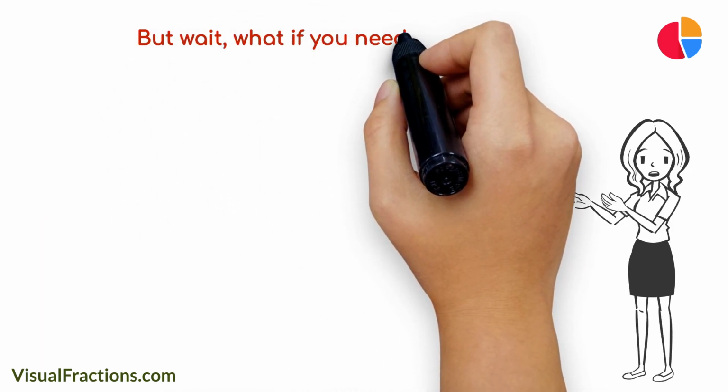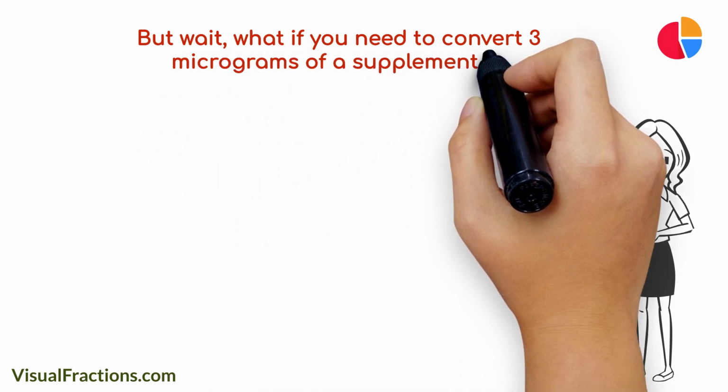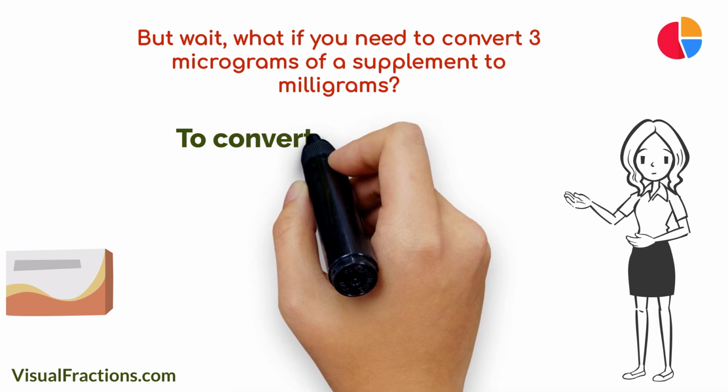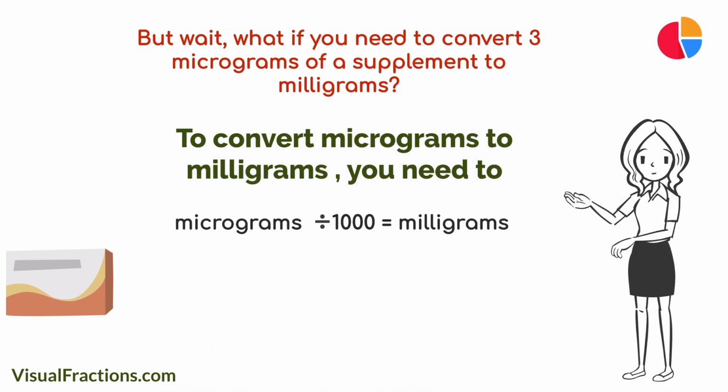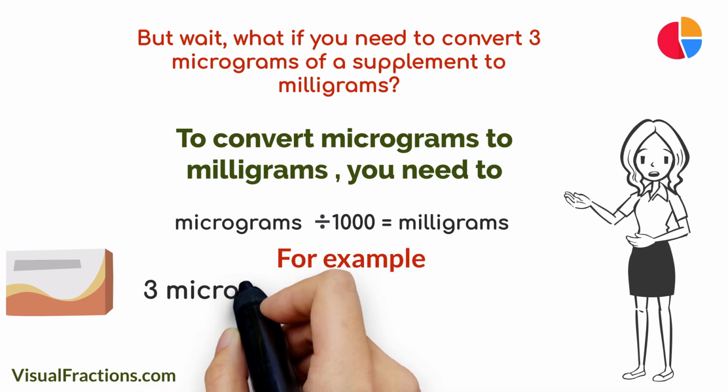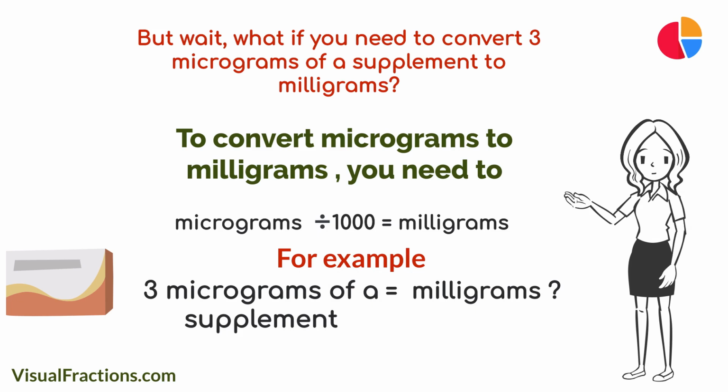But wait, what if you need to convert 3 micrograms of a supplement to milligrams? Don't worry, we've got you covered. To convert micrograms to milligrams, you need to divide the number of micrograms by 1,000. Let's walk through an example of how to convert 3 micrograms of a supplement to milligrams.